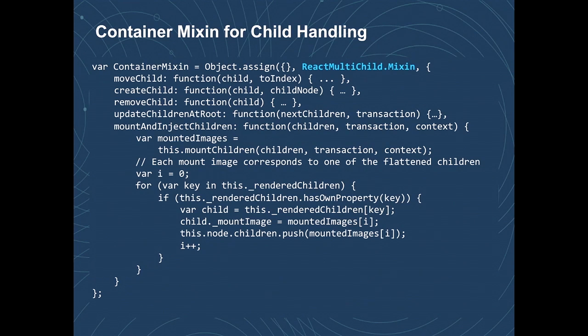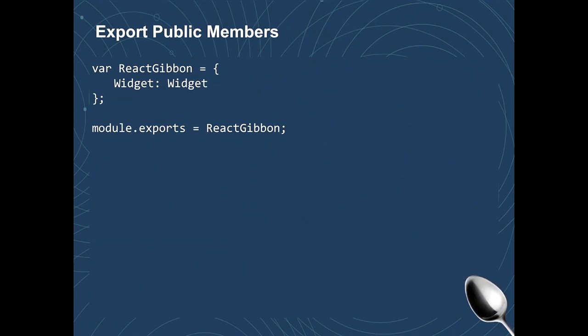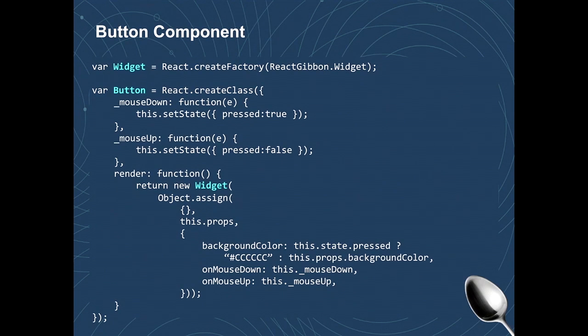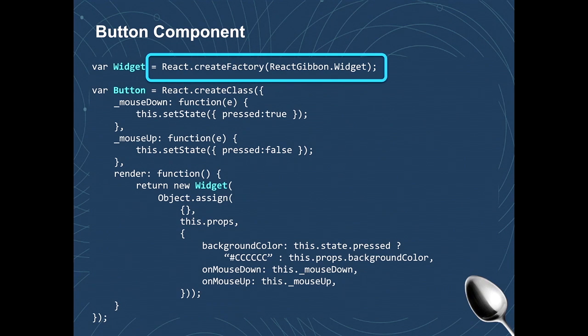I've abbreviated move child and create child, but I can assure you most of that code is like 5-6 lines of code. So then all that's left to do is export my public members, React Gibbon widget. And now I can write the exact same code that I wrote before. This time, no forking required. And so once again, that create factory has got to be called, but then I can use it inside of the render method.